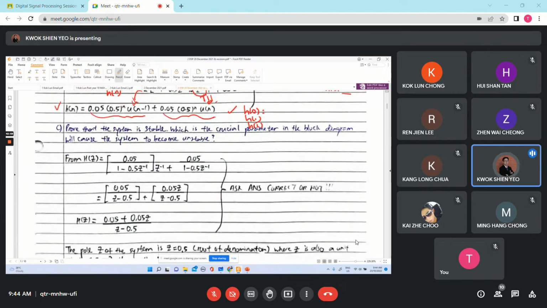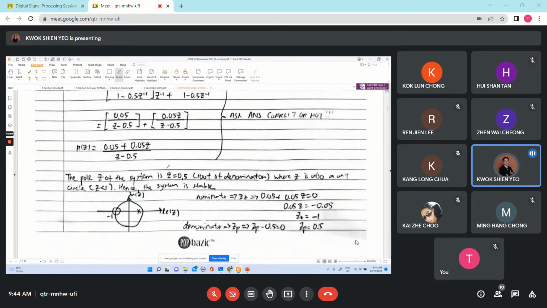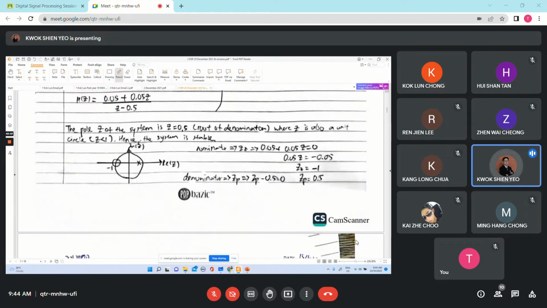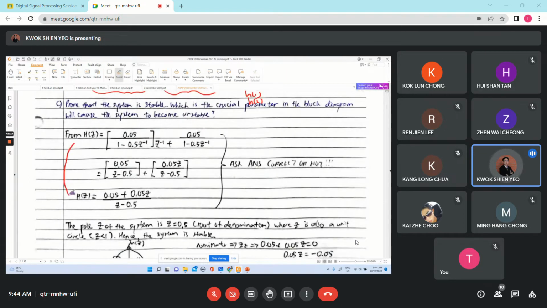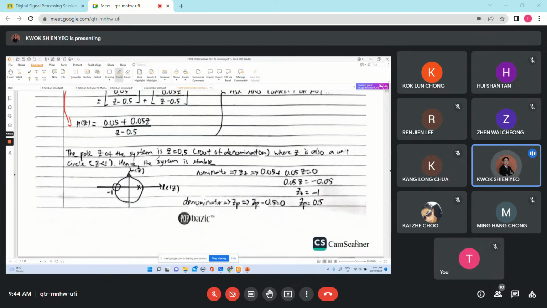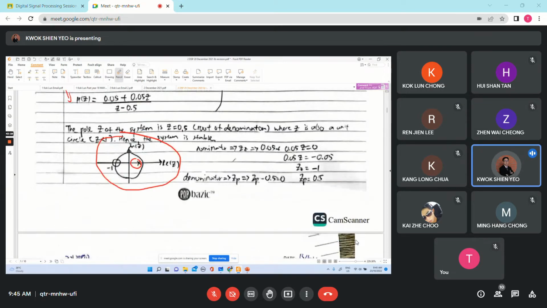Proof that the system is stable. Okay, so let's say you got this, and then you are able to plot this one, roots of denominators. I don't go through the steps here because I need to think. Let's say you are able to plot this, and you found that the roots are inside the unit circle, and you show me what is the zero and poles. This is the poles. This is a zero, right?